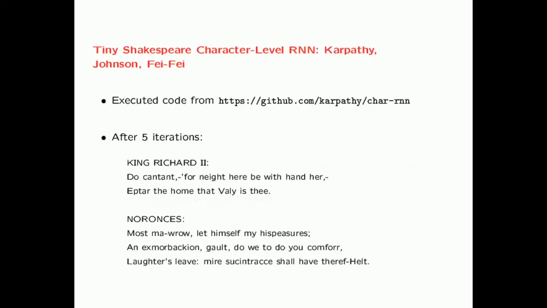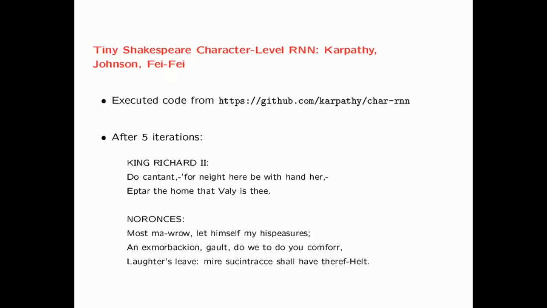This type of approach has actually been used by a character level recurrent neural network. This character level recurrent neural network was implemented by Karpathy, Johnson and Fei-Fei, and the authors have made the code publicly available. When this network was executed for 5 iterations, and then a language sample was generated using the beam search approach discussed in the previous section, you get a language model output which looks something like what is shown on the slide here.